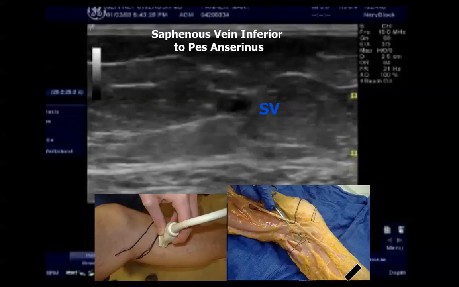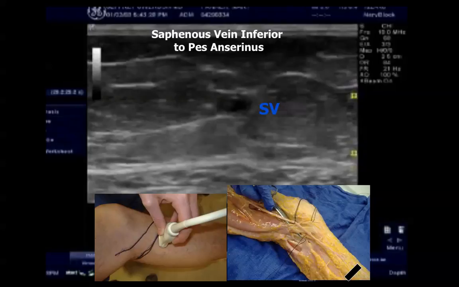The top picture is an ultrasound of what the saphenous vein looks like in the subcutaneous tissue. So it just looks like a hypoechoic space within subcutaneous tissue. How do you find the saphenous vein? Well, you position the probe, as seen here on the lower left inset, distal to the pes anserinus, and it's really important to only use very, very light pressure with the transducer, because you can compress the saphenous vein with the slightest pressure of the transducer. So it's important to use a very light touch when looking for the saphenous vein.